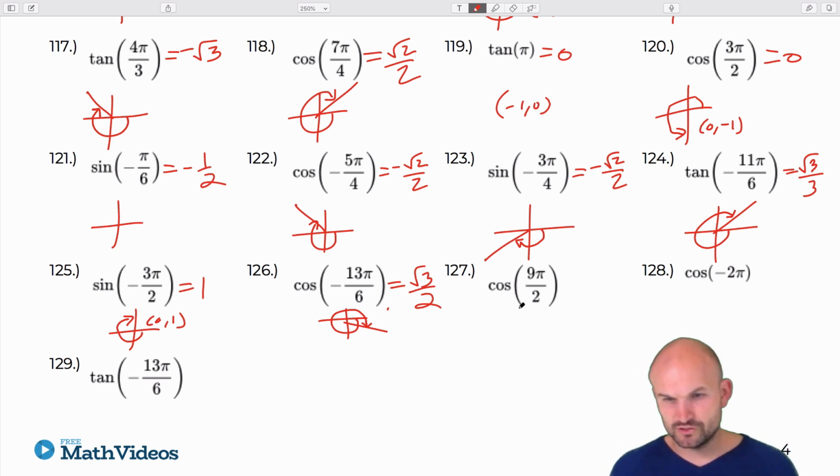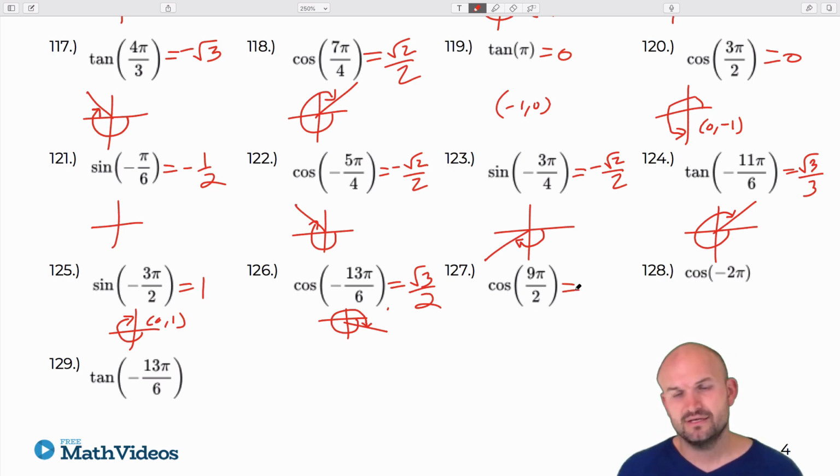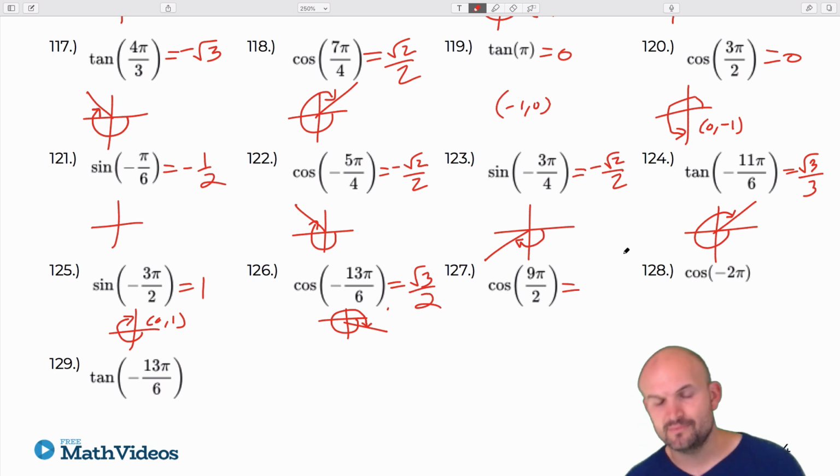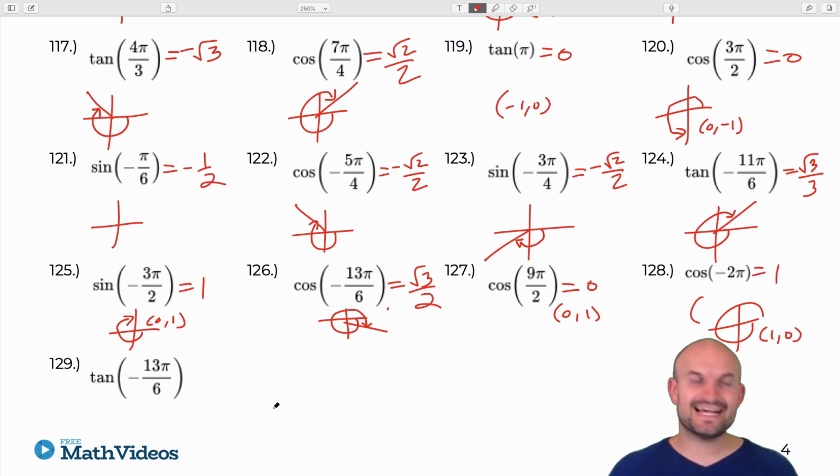Here we have an extra revolution. Extra revolution of 9 pi over 2, and so therefore it's really just pi halves, and the cosine of pi halves, 0, 1, so the cosine is just equal to 0. Negative 2 pi is again just a revolution, so that's going to be 1, 0, and the cosine then is equal to 1. And then last but not least, ladies and gentlemen, we have negative 13 pi over 6.